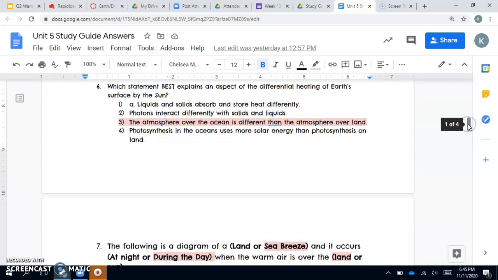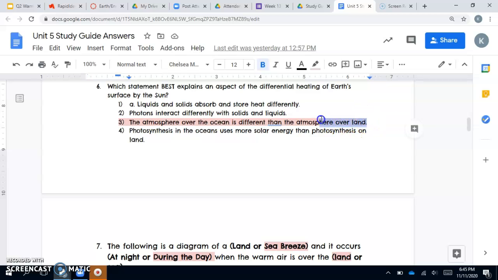So then lesson 2 was on differential heating and land versus sea breezes. So 6 says, which statement best explains an aspect of the differential heating of Earth's surface by the sun? And remember, differential heating just means that different substances will heat up in different ways. So we know that the land heats up faster than our ocean does. So 3 says the atmosphere over the ocean is different than the atmosphere over land.